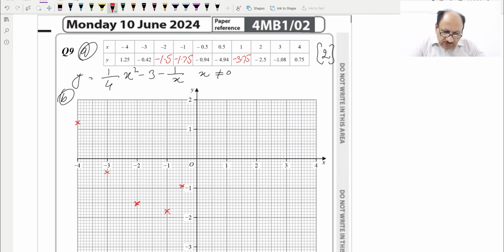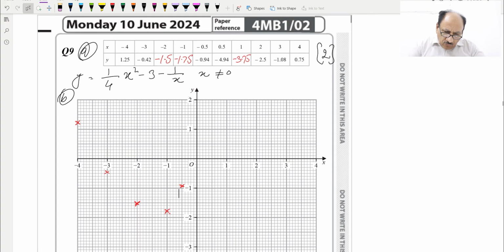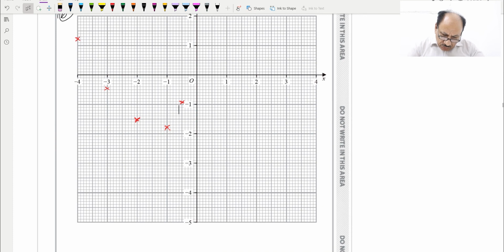And the next point is 0.5 and minus 4.94. So 0.5 and minus 4.94, 4.94, very close to 5.